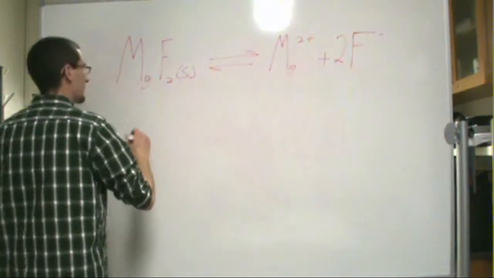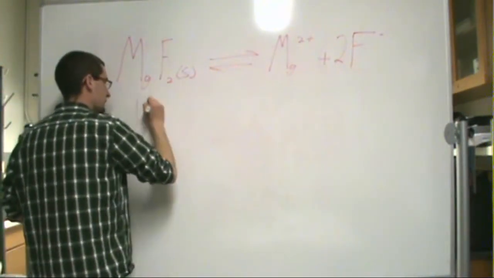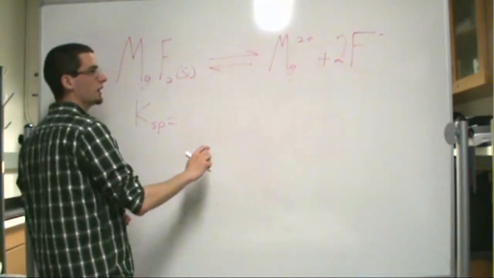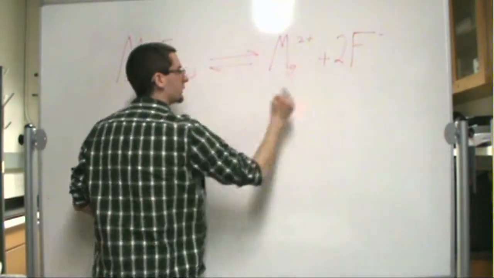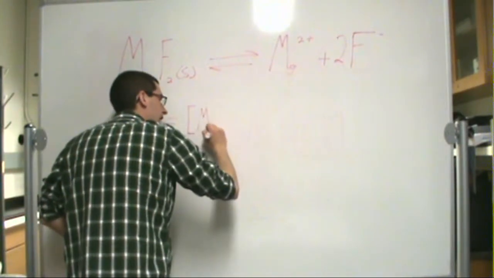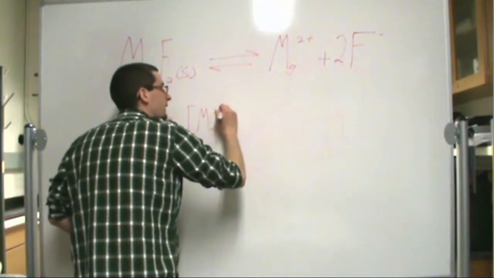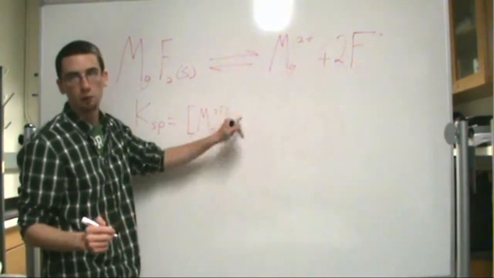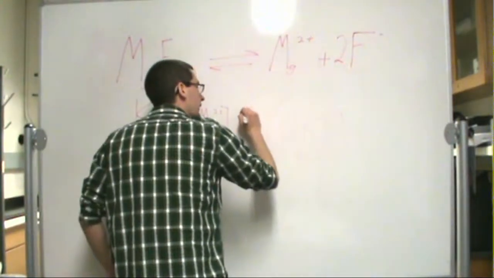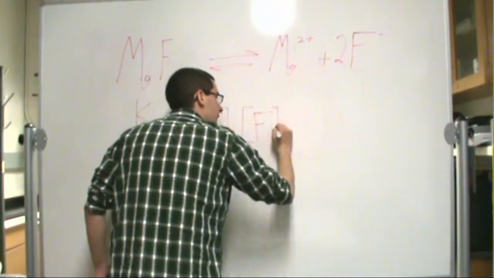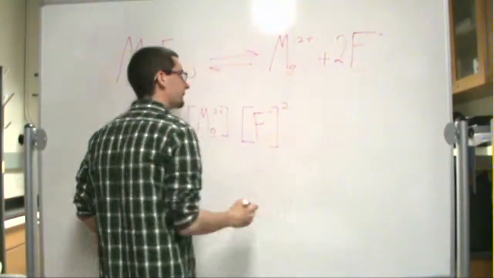All right, so let's write out our equilibrium expression. Ksp is equal to... we just look here, and we raise our concentrations to the power of the coefficients. Since there's a 1 in front of the magnesium, it's raised to the power of 1, so we don't worry about it. But for the fluoride, since we have 2 fluorines, we have to square this value.